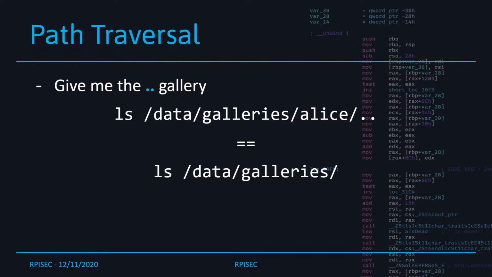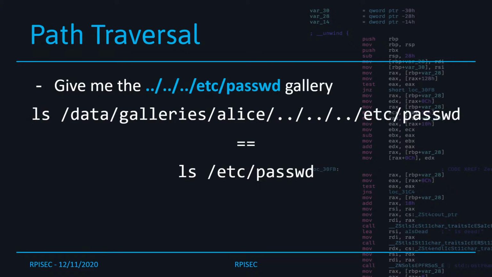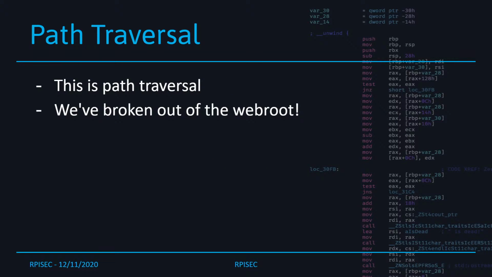And we might ask for the dot dot gallery. And as you know, dot dot means up one directory. So this will actually take us up a level to the galleries. And if I ask for the dot dot slash dot dot slash dot dot slash etc/passwd gallery, well, that's going to take us all the way up to the root. And so that's going to take us all the way back to the root directory. And from there, we can ask for etc/passwd. So that's a problem. And the problem is path traversal.